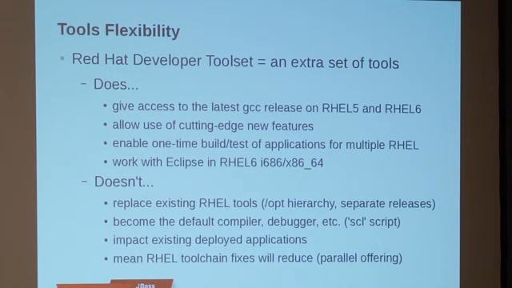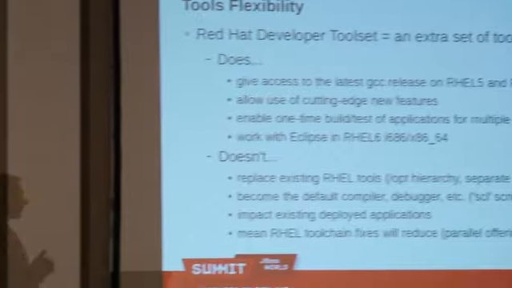Critically, what it doesn't do is replace the base compiler. Okay, you still have that. The Developer Toolset GCC goes into the /opt hierarchy, and it's a separate release. It doesn't become the default. You have to use a script to access the compiler, so you can't accidentally use the wrong GCC version. It doesn't impact any of your deployed applications that are already out there. And importantly, it doesn't mean that RHEL toolchain fixes will reduce in any way. This is a parallel offering, and we're supporting both.